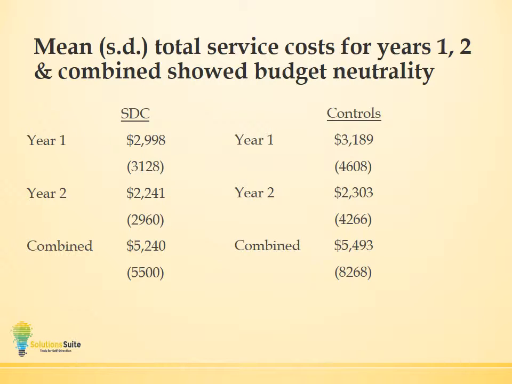Year 2 costs averaged $2,241 for SDC and $2,303 for controls. Over the 2-year study period, SDC costs averaged $5,240 per participant and $5,493 for controls. This was the first mental health SDC program in the country to demonstrate budget neutrality in comparison with a control group.